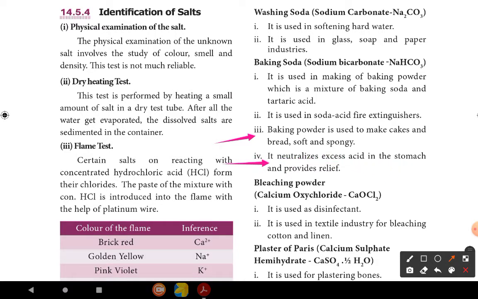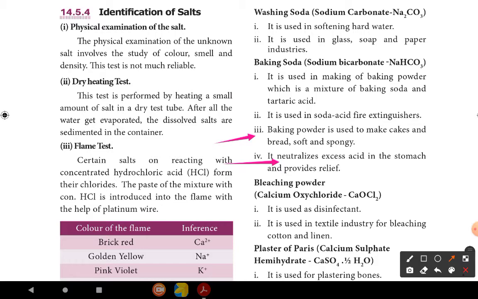Hydrochloric acid will be secreted in our stomach. So in case it is too much, then you feel uncomfortable, then you can take this baking soda to get some relief. Okay, these are the uses of baking soda.